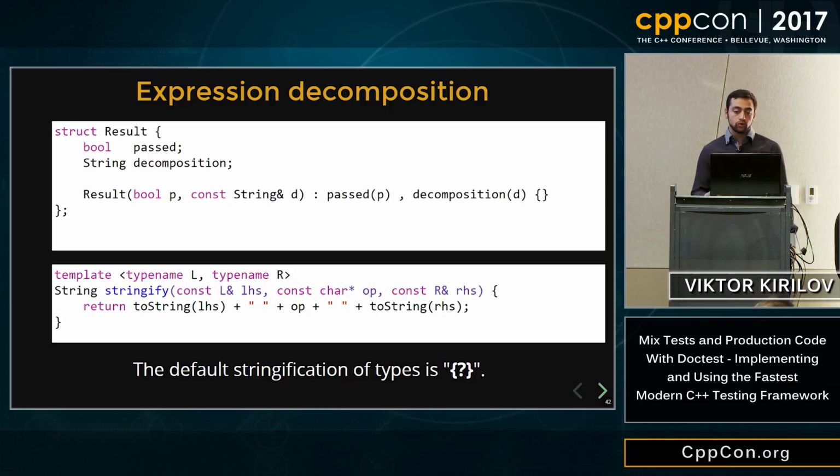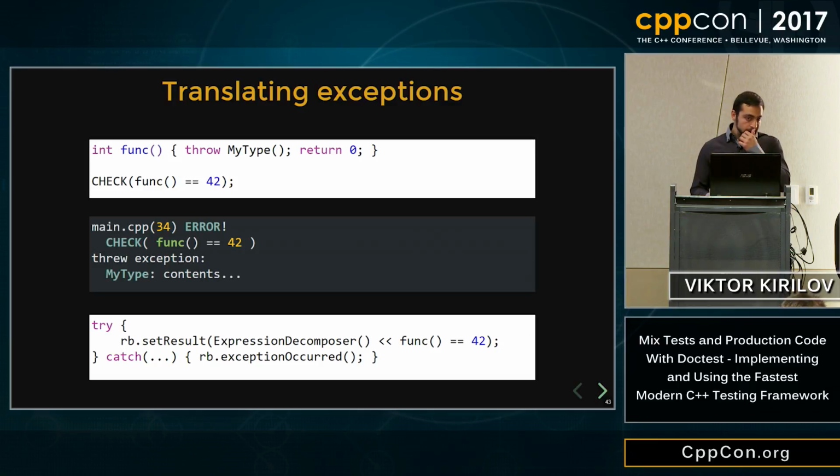And there is a way to teach the framework how to stringify your types, but by default you get a question mark if the framework doesn't recognize your types. So if we use a function which throws an exception inside of an assert, the framework can be taught how to translate that exception. And that happens in the catch clause. And we call the exception occurred method of the result builder. So how does that work?